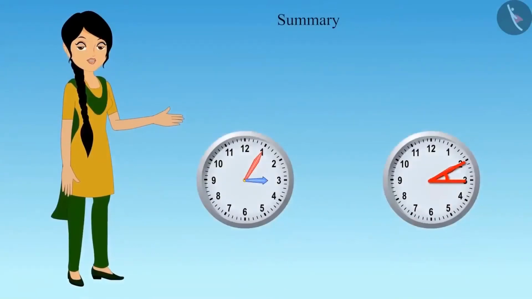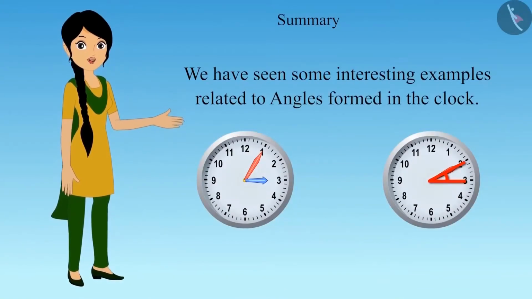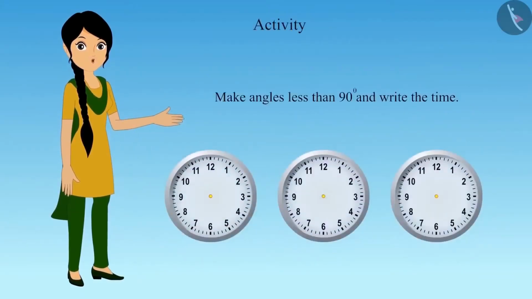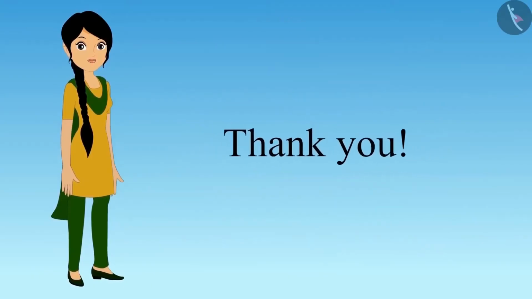So children, in this video, we have seen some interesting examples related to angles formed in the clock. Now you make 3 clocks in your notebook and mark 3 angles less than 90 degrees in it. Write the time along with it. You can seek the help of your friends and teachers in this activity.